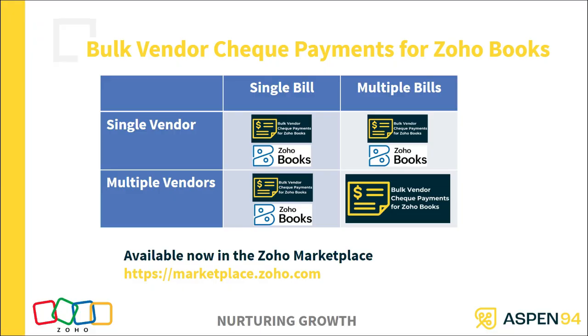Zoho Books does allow you to pay multiple bills with a single check, but you must complete that task one vendor at a time. With bulk vendor check payments, you can select as many bills as you like from as many vendors as you'd like, and it will create a single check payment for each vendor. Access bulk vendor check payments today in the Zoho Marketplace.